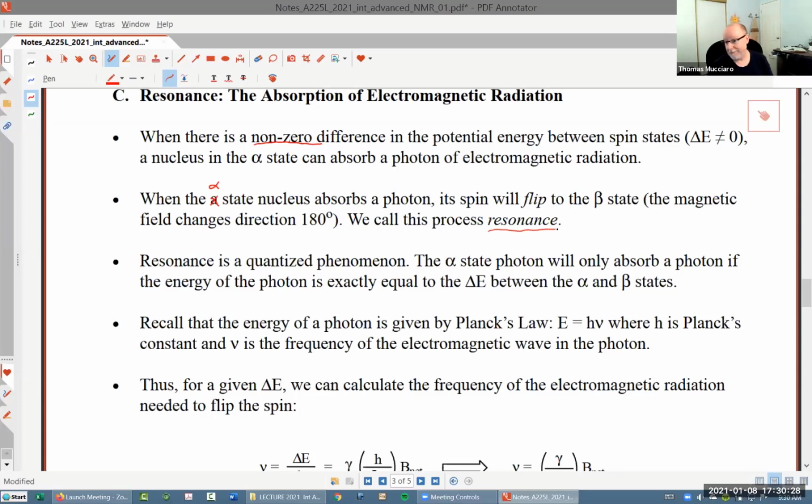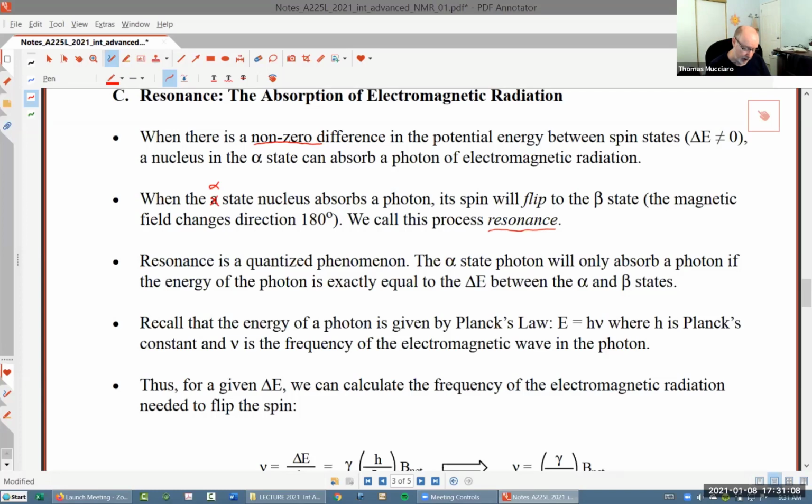So, because this is a quantized phenomenon, we have an exact delta E. We have a photon, and photons have different amounts of energy. The only photon that will be absorbed is the one where the energy of the photon is exactly the same as the delta E. That's what quantization means. And that's extremely valuable and useful to us, because if it weren't for that, all energy would be absorbed, and we wouldn't be able to get any information.